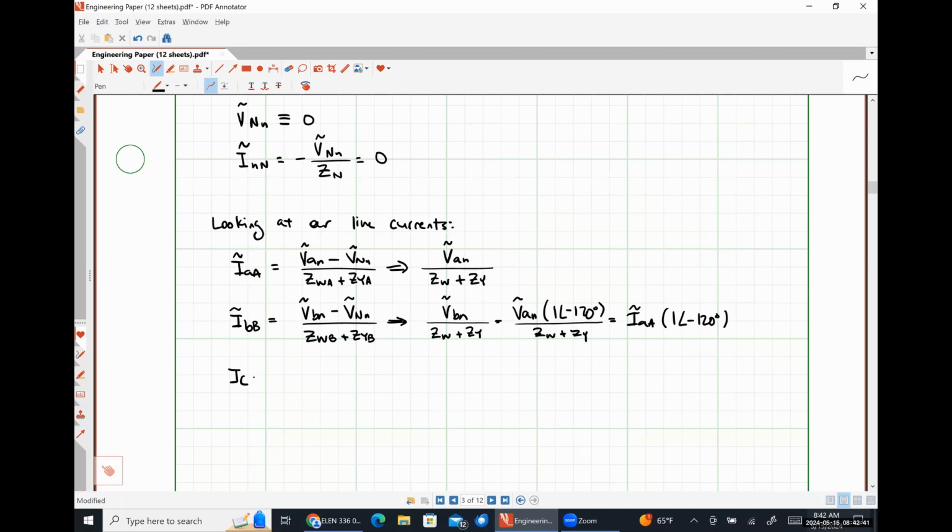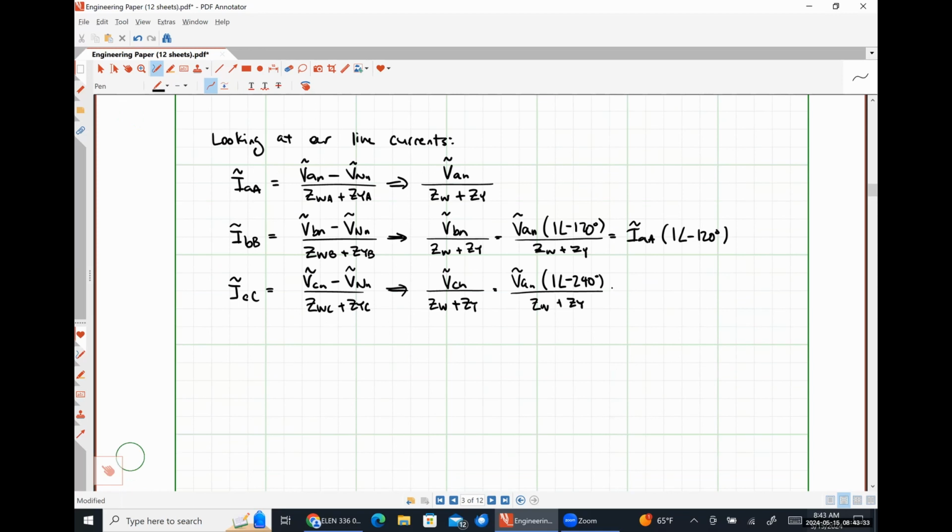If we look at ICC, we would have VCN minus VNN divided by ZWC plus ZYC, which in a balanced three-phase system reduces to VCN over ZW plus ZY, where we could write VCN as VAN times 1 angle negative 240 degrees over ZW plus ZY, or IAA times 1 angle negative 240 degrees.